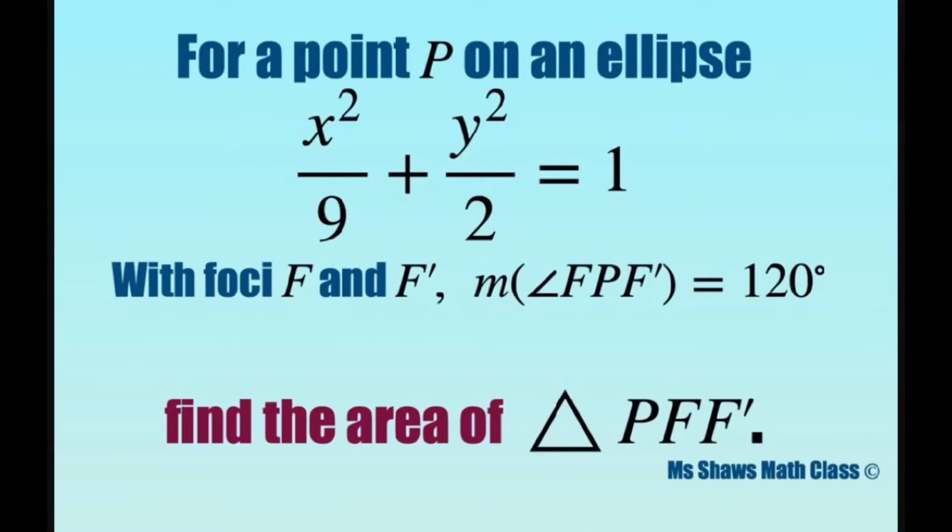Hey everyone, for point P on an ellipse, x squared divided by 9 plus y squared divided by 2 equals 1, we have foci F and F prime. The measure of angle FPF prime is given as 120 degrees. And with that information, we're going to find the area of the triangle PFF prime.